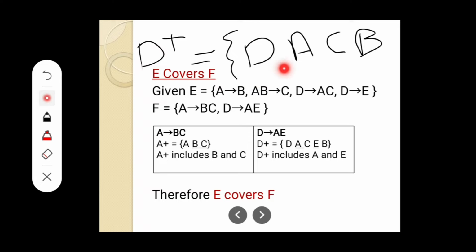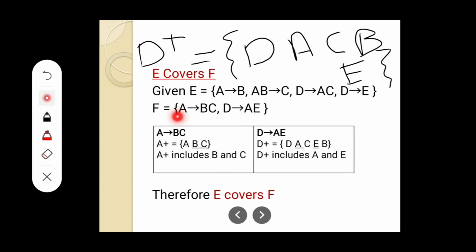Now anything starting with D? Yes, D determines E, so we can add E also here. Clear? So the value of D closure is DACEB. Now we have to check whether this RHS AE is available in the D closure. Yes, A and E are available here, so D closure includes A and E.